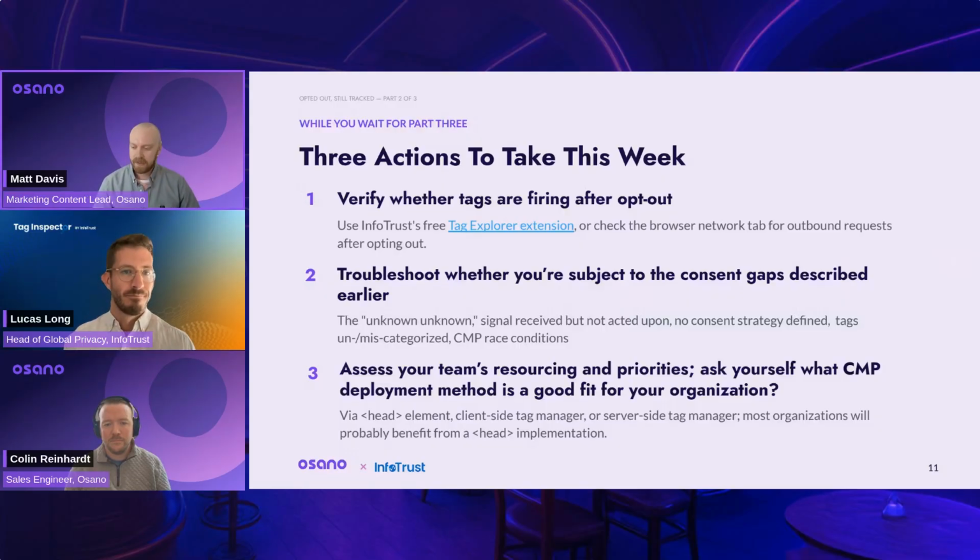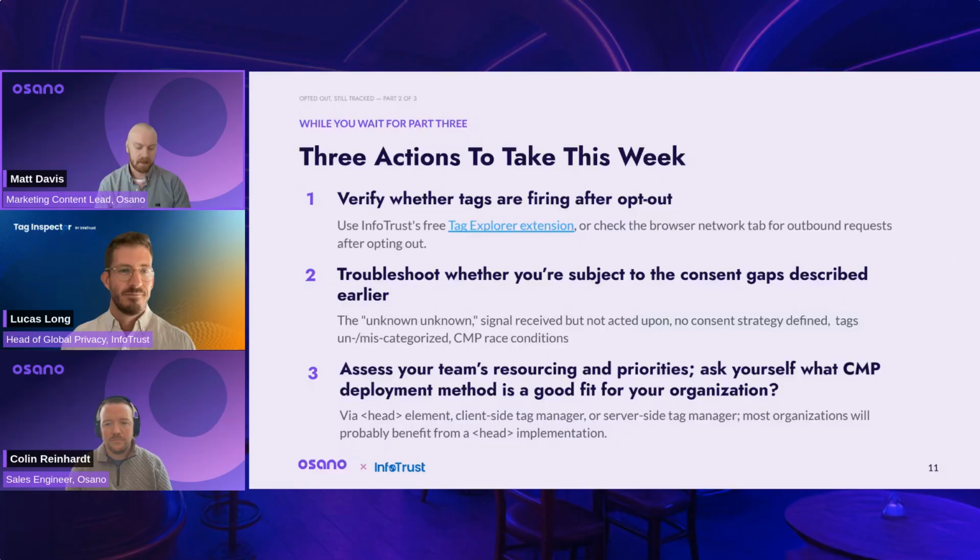I think it would be a good idea also to take a stab at trying to see if you're subject to those consent gaps we described earlier on your website. As a reminder, it's the unknown situation where you don't know what's on your site, so you can't be sure if it's being handled compliantly.